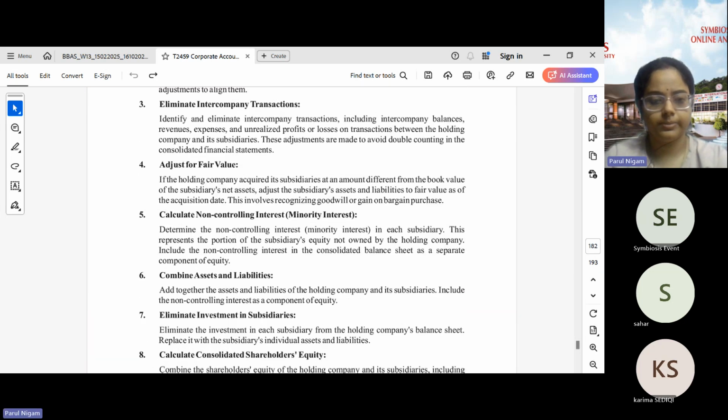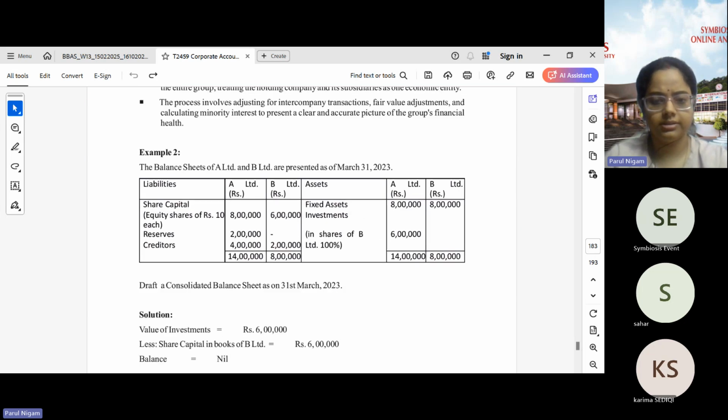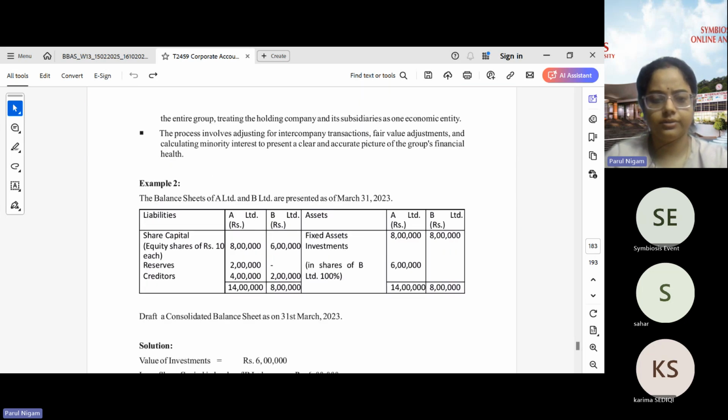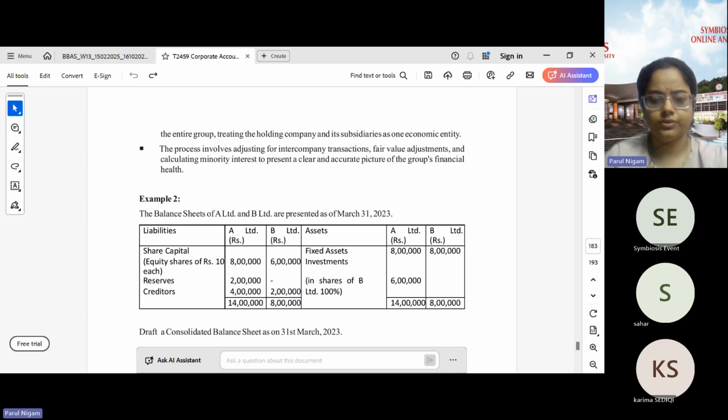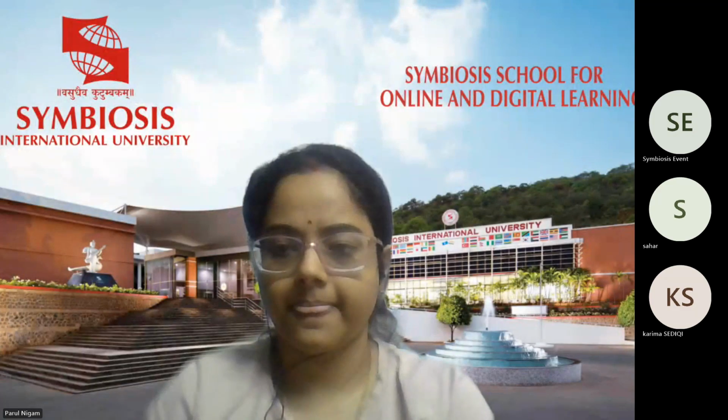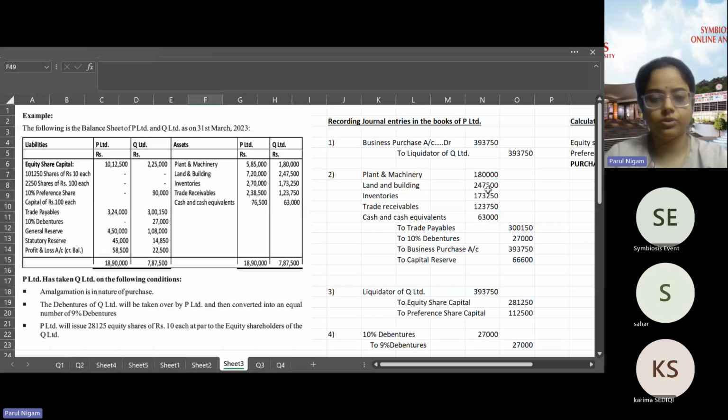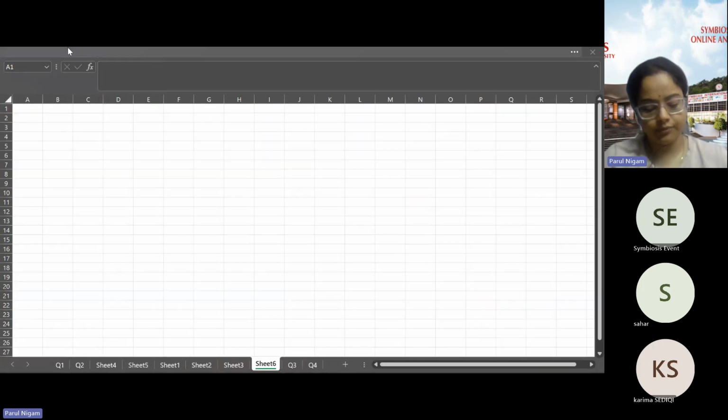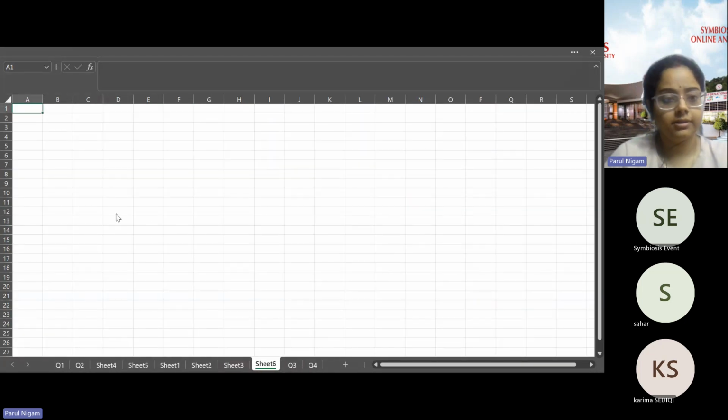Okay. Let's move to the questions. This is all theory. I think you can definitely read all of this. So let's solve a few questions. Let's solve this one. I'm solving questions from your SLM only so that it becomes easier for you to refer to it later.